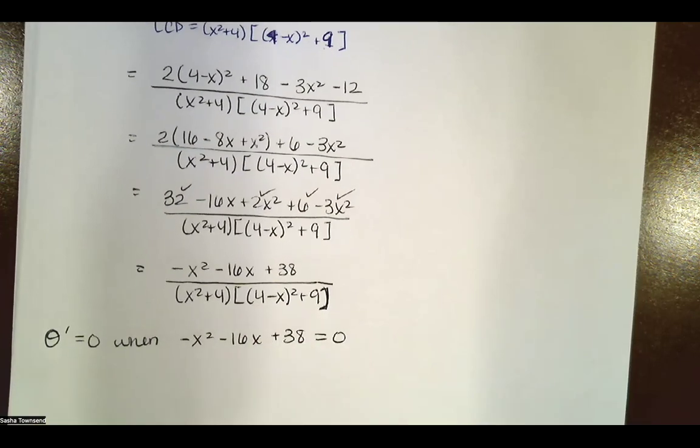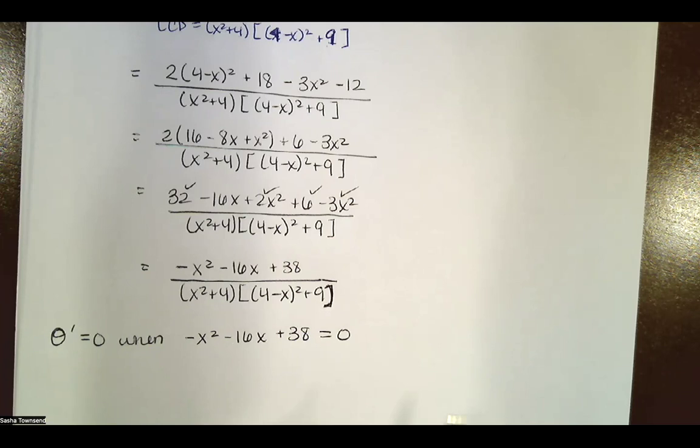And the denominator is always non-zero, so we're only concerned about that numerator being 0. Now, in order to figure out the x values that cause this equation to be 0, you can use the quadratic formula, you can complete the square. There are lots of things that you can do.